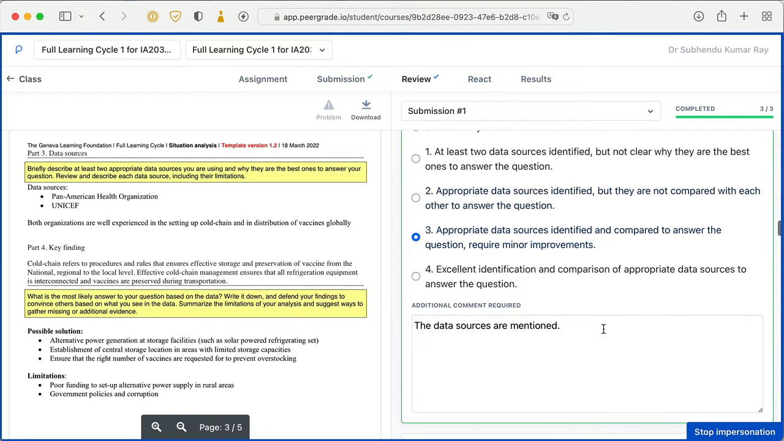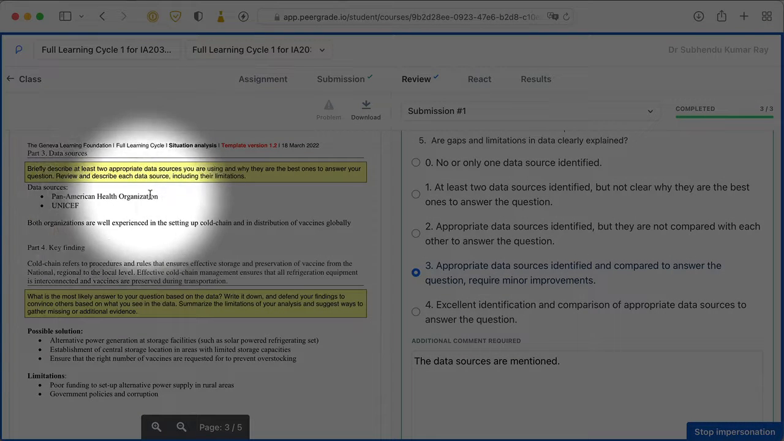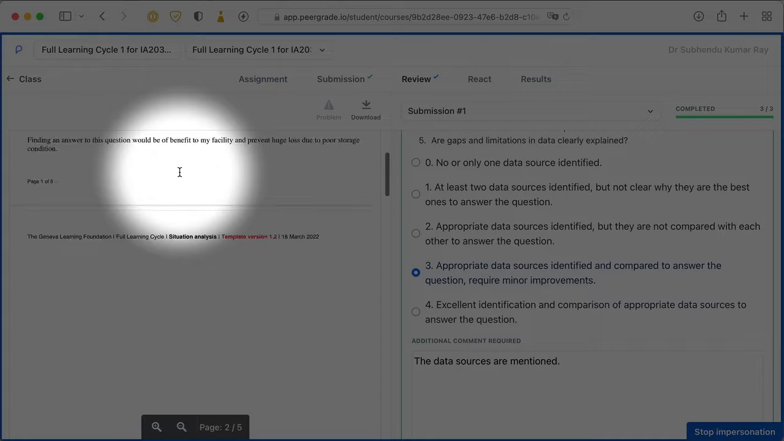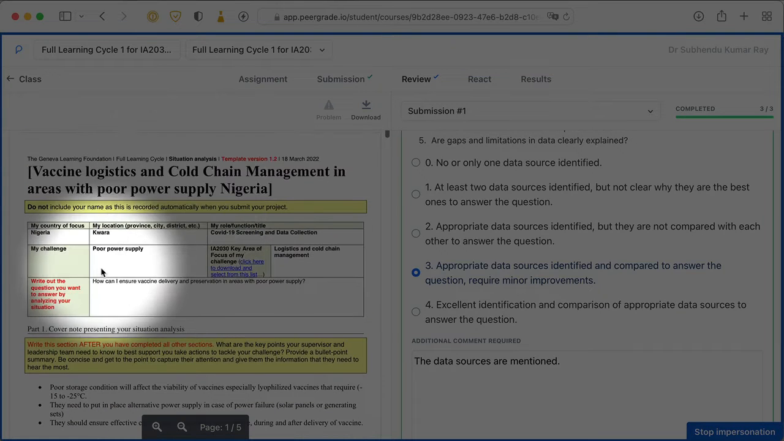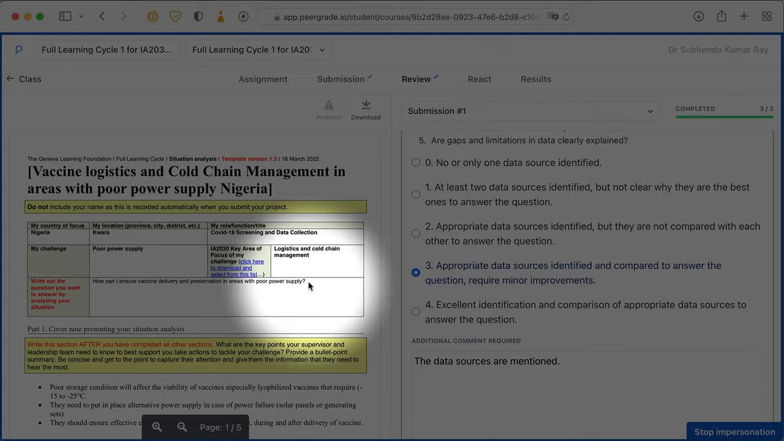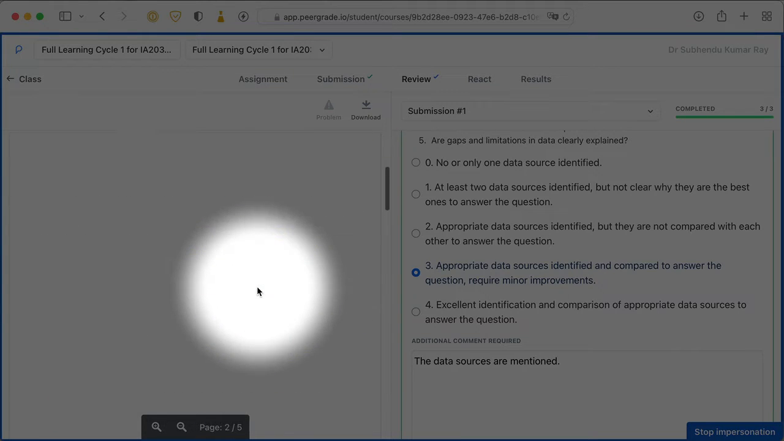Let's see. Yep. All right. I see the reviewer here is not doing the job they should be. So here you have two data sources: Pan American Health Organization and UNICEF. Okay. But remember, how is their data going to help you answer this question? How can I ensure vaccine delivery and preservation in areas of Quara with poor power supply?